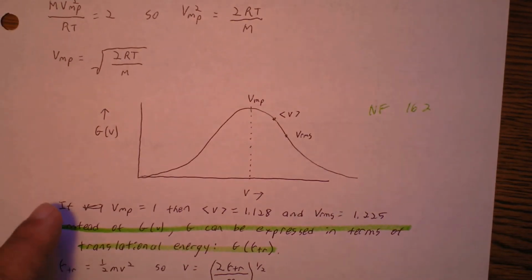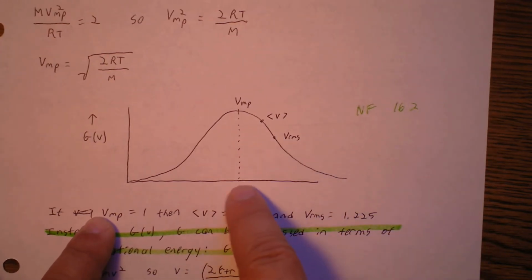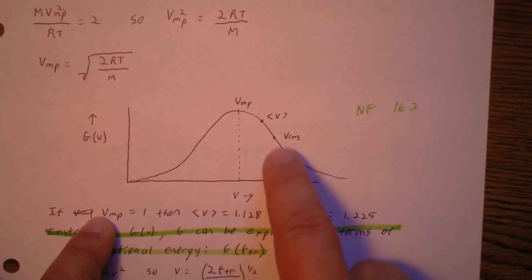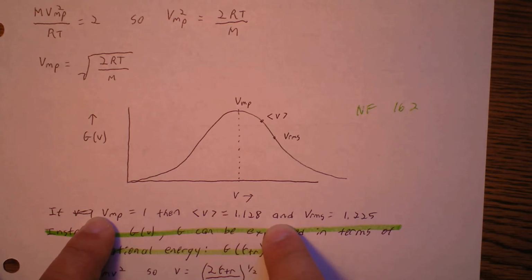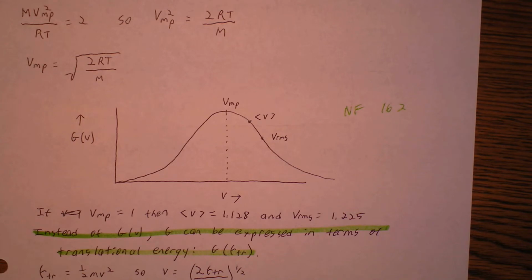Now let's say arbitrarily that the most probable speed is equal to 1. Then the math works out to give you the average speed. It would be 1.128. And the root mean squared speed is going to be equal to 1.225.